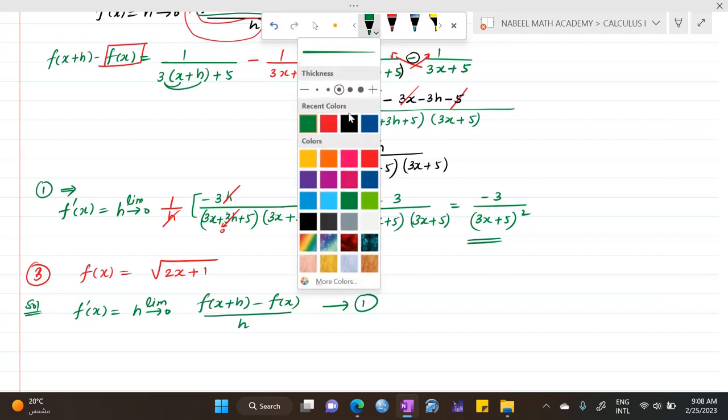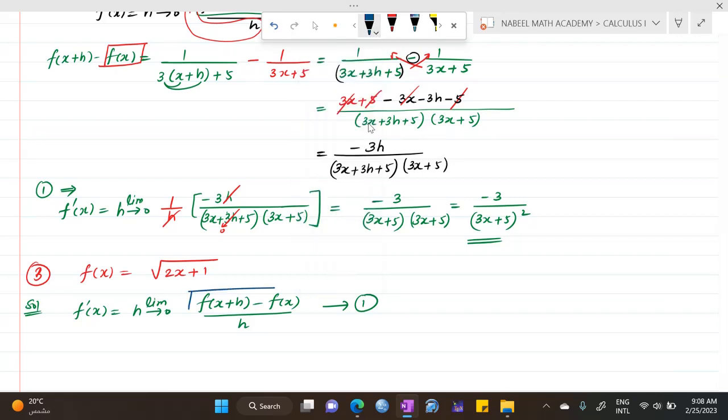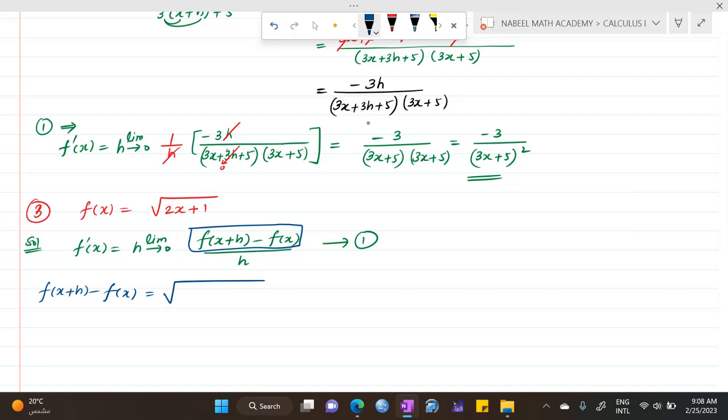Same story I will repeat again. I will calculate only the numerator part and after that I substitute in the equation. So it is f of x plus h minus f of x, which in turn implies you will have square root of 2 times (x plus h) plus 1 minus square root of 2x plus 1. So it is equal to square root of 2x plus 2h plus 1 minus square root of 2x plus 1. Now how will you simplify this part?